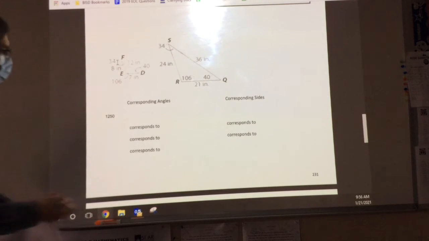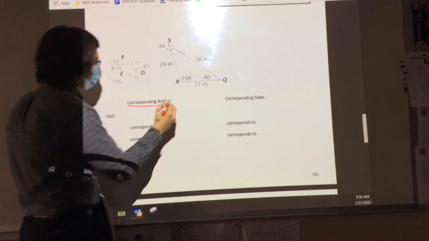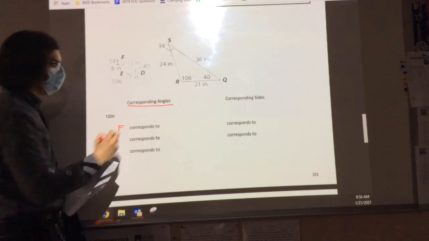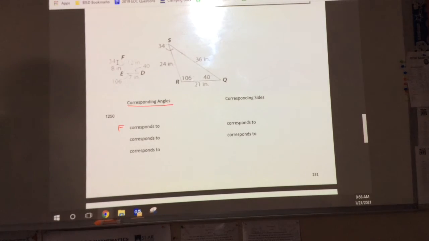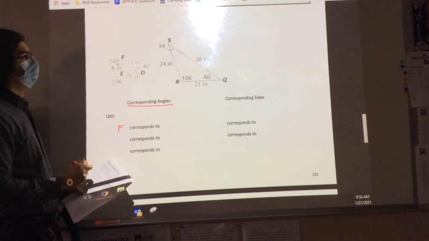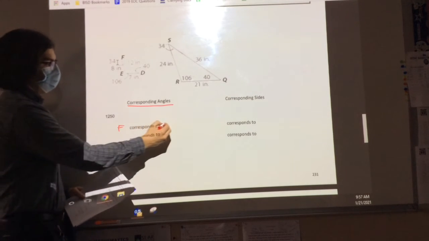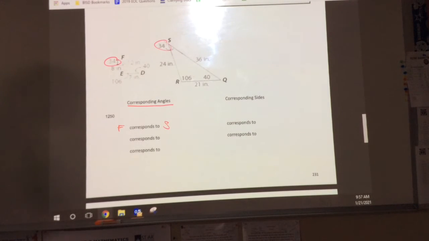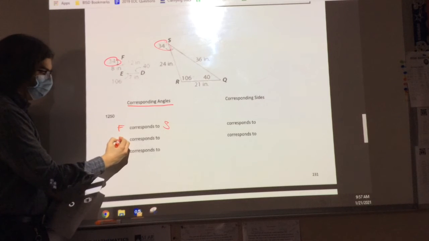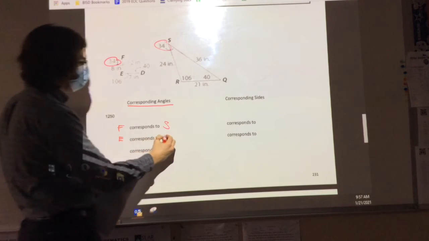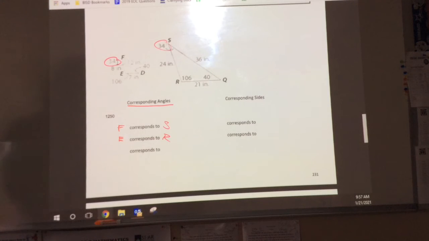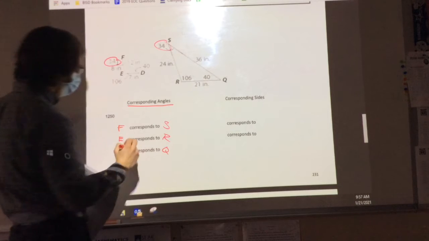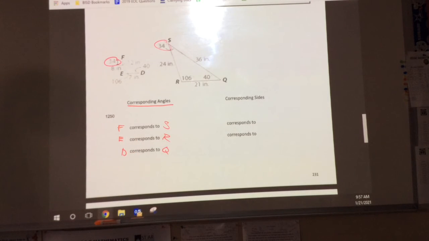All right, so let me ask you this. Corresponding angles. What angle matches F? Nathan, what angle matches F? S. And don't we agree that they're both 34? Okay. Rosie, what angle matches E? R, do we agree? And finally, what angle matches Q? Josh? D. Okay.